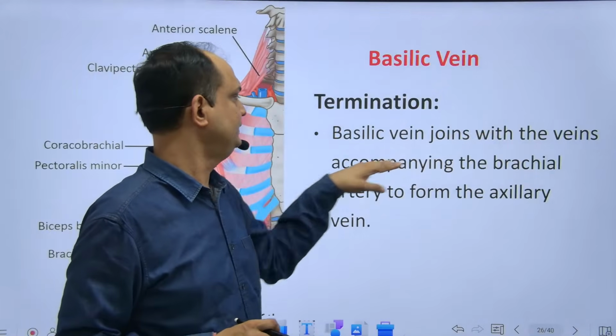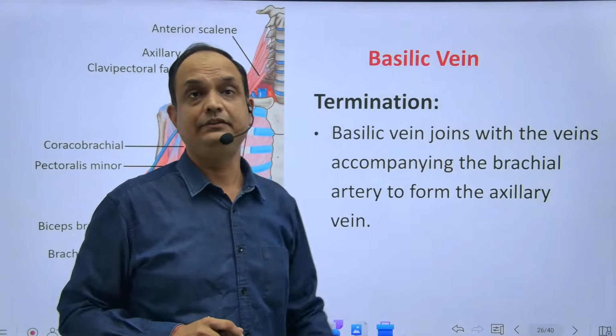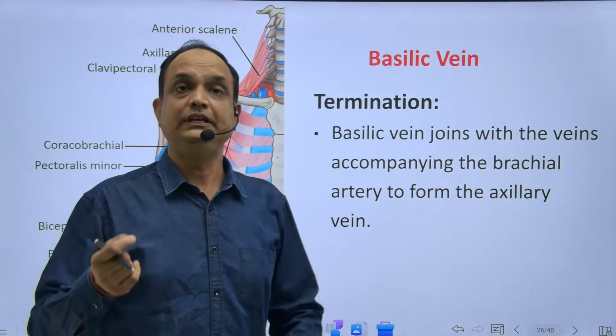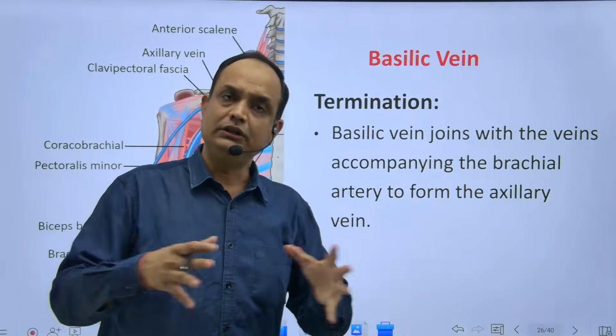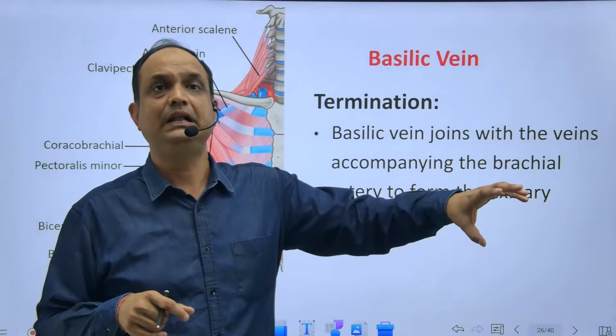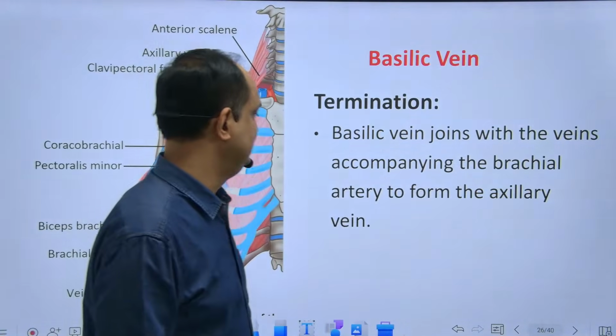Now, what is the termination? The basilic vein joins with the veins accompanying the brachial artery, which are known as venae comitantes. So these venae comitantes, which are the tributaries of this basilic, all 3-4 veins join and make a larger vein, known as the axillary vein.